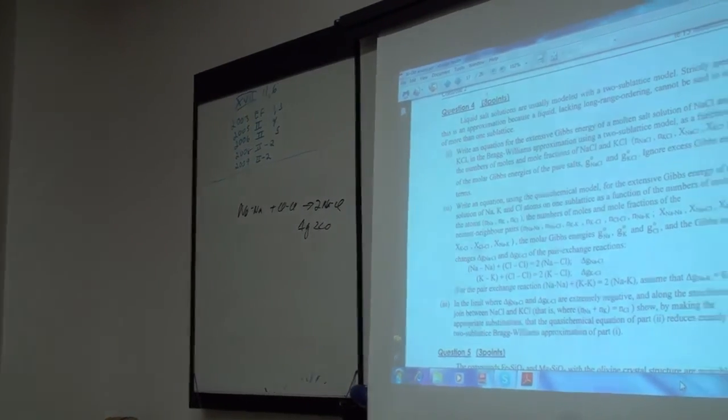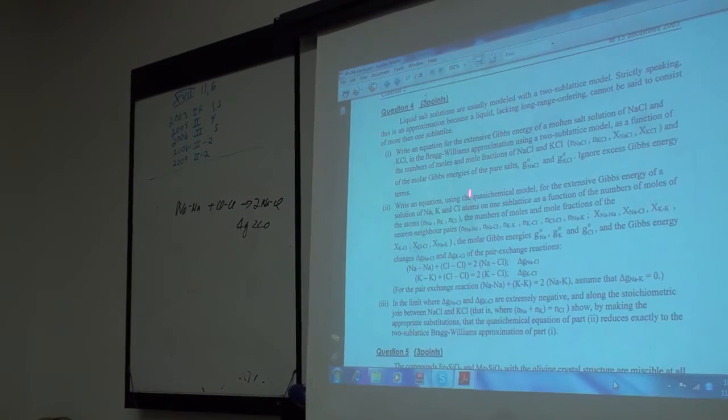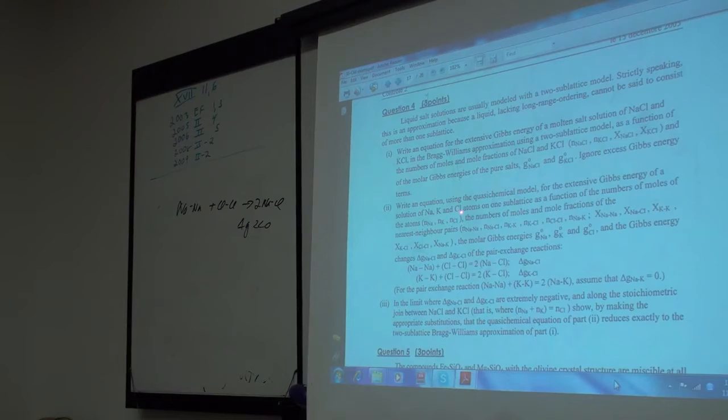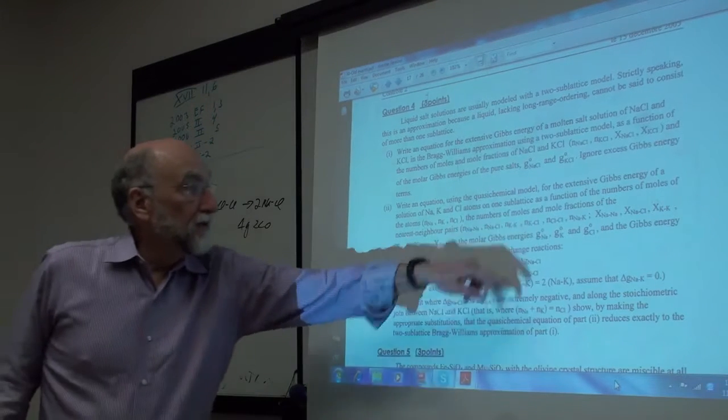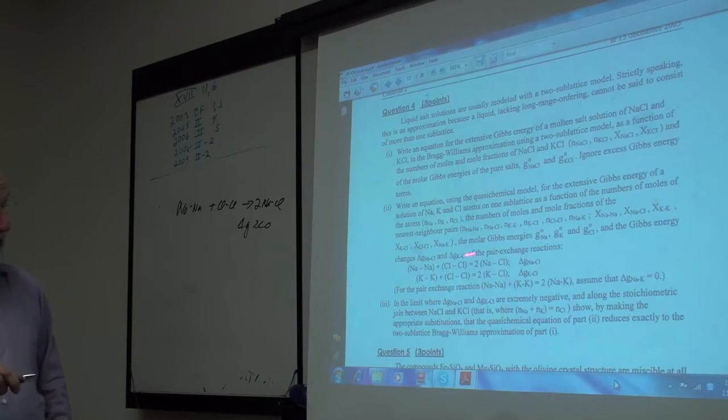So in the second equation, write an equation using the one sublattice quasi-chemical model. I should write in here, one sublattice quasi-chemical model, in terms of the number of nearest neighbor pairs, the mole fraction of nearest neighbor pairs, and so on, and in terms of the Gibbs energy changes of these pair exchange reactions.